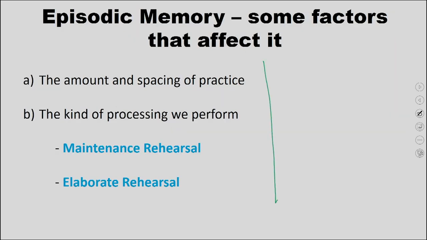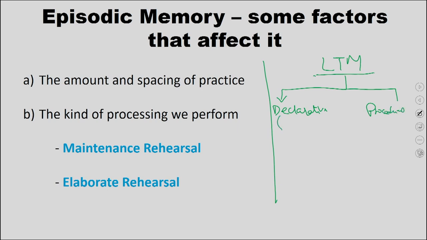I'll just draw it here. My long-term memory: up till now we have been looking at the sensory store and the short-term memory or working memory. Now we'll deal with long-term memory. Long-term memory is basically divided into two parts. We have something called the declarative store and something called the procedural store. Declarative is the explicit form of memory which we are aware of, and procedural is a part of memory which is implicit. Let me give an example to make you understand what is explicit and implicit.